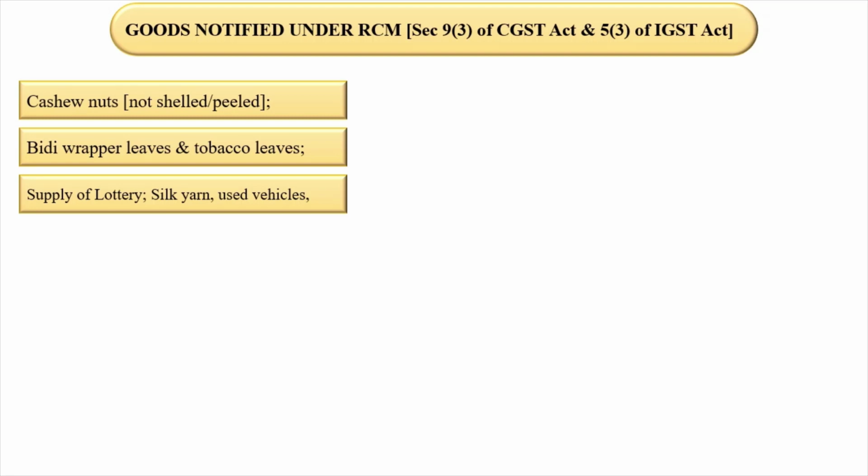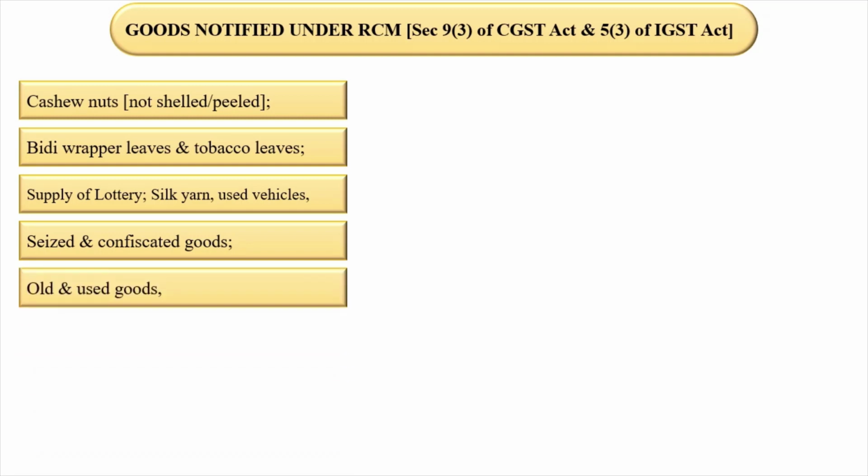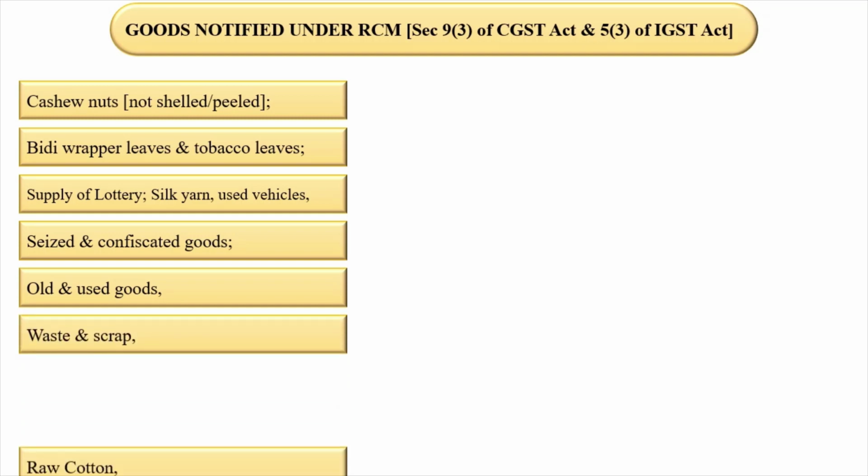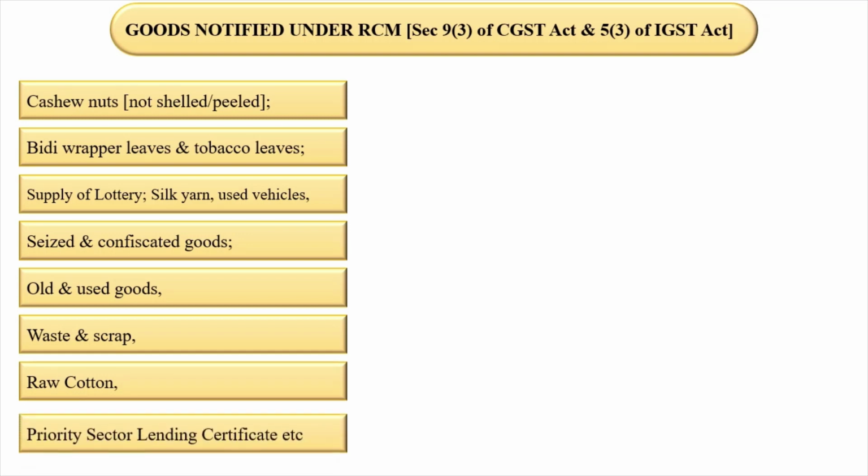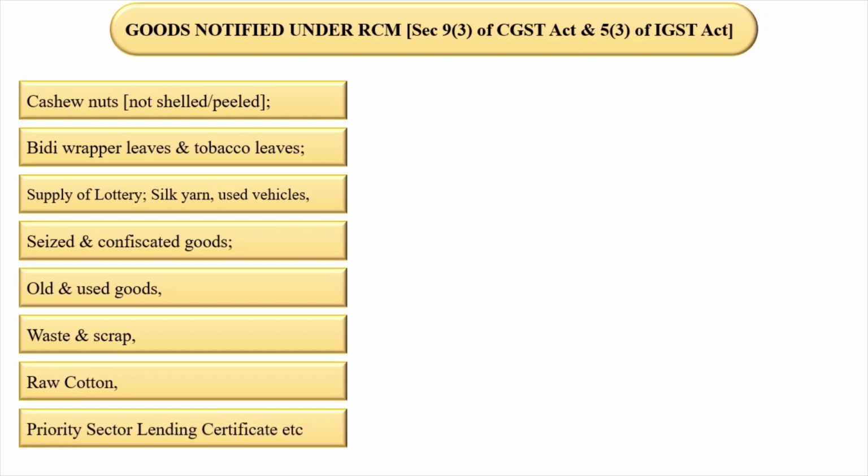Supply of lottery, silk yarn, used vehicles, seized and confiscated goods, old and used goods, waste and scrap, then raw cotton, and last one priority sector lending certificate, which is normally provided by one bank to another bank, and if they provide this kind of certificate, then in that case the recipient, that is the bank which is receiving this certificate, is liable to pay tax under reverse charge.